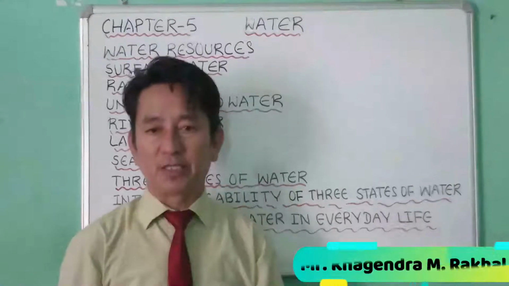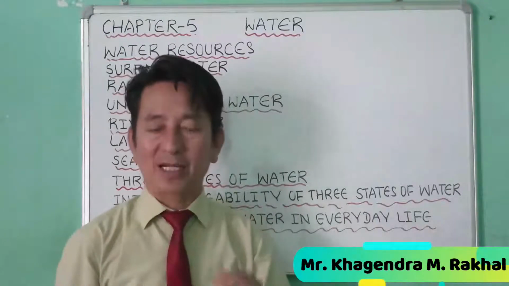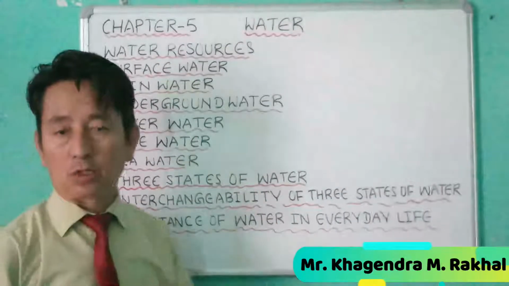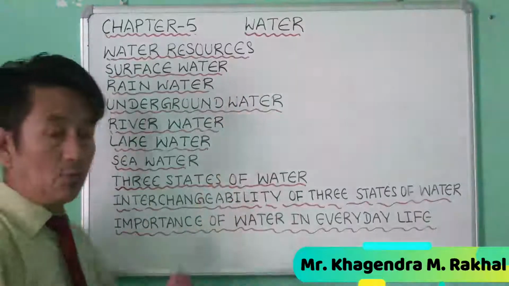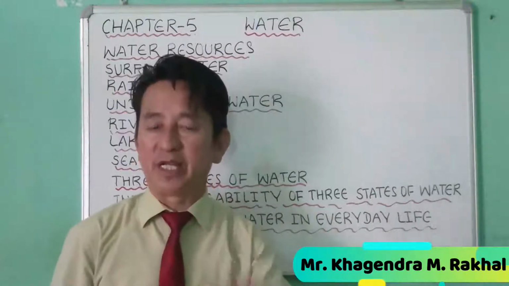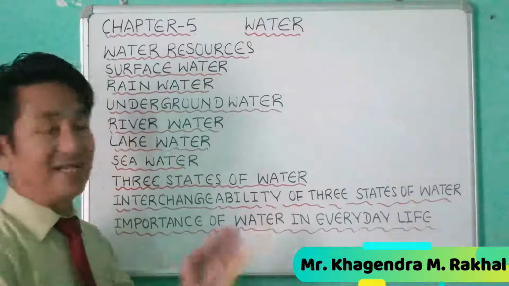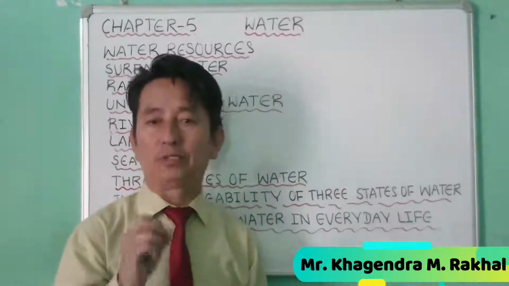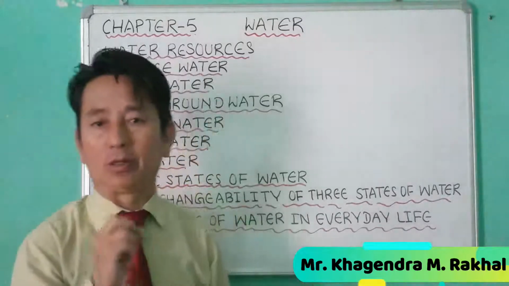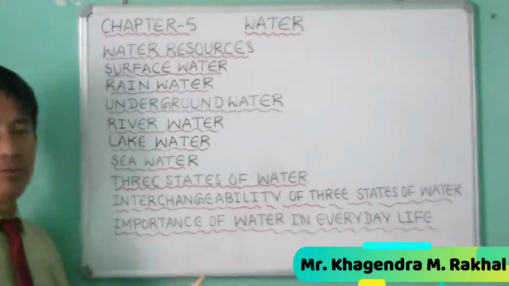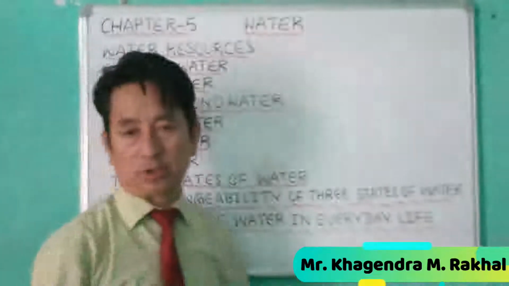Which substance do we use in maximum amount during the whole day? Obviously, water. Water is one of the most important substances found in nature, and water is essential or necessary for all forms of life on earth. It means that life would not be possible without water.